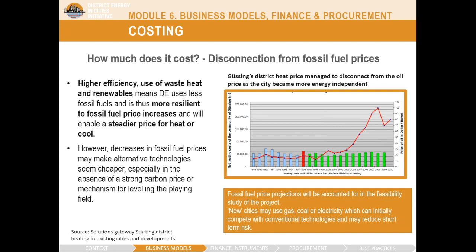New cities may use fossil fuels or electricity to initially kickstart networks. Although cheap renewables and waste heat is preferable, using fossil fuels and electricity can be a benefit in the short term by linking the DHC price to conventional technologies that it is competing with, ensuring conventional technologies are unlikely to get cheaper than DHC.